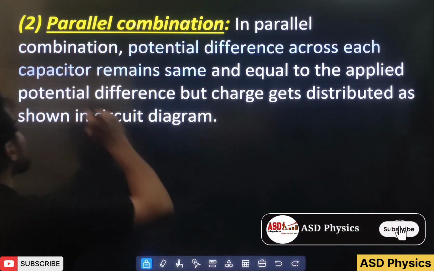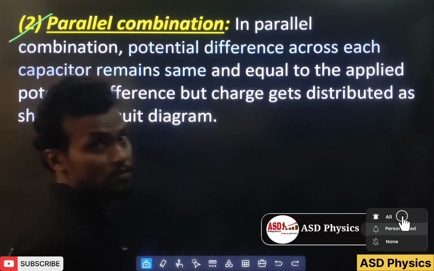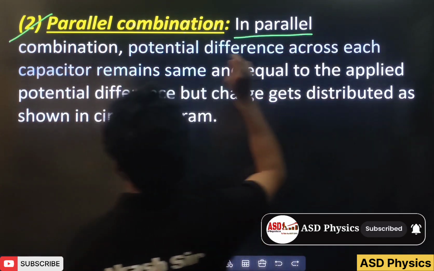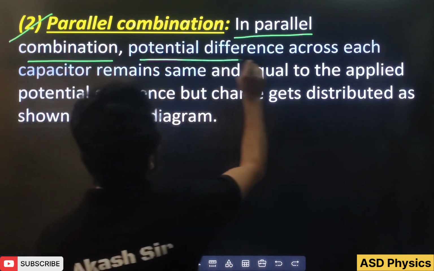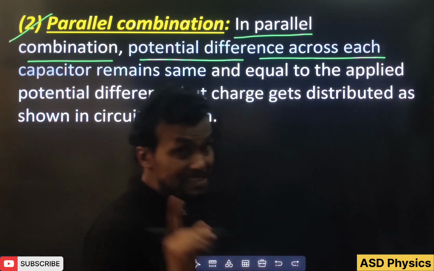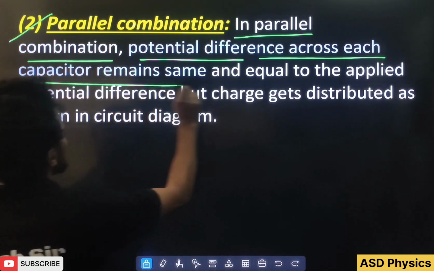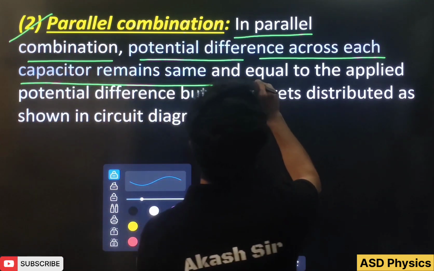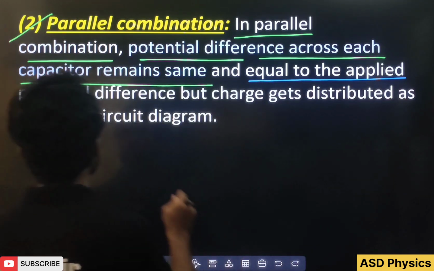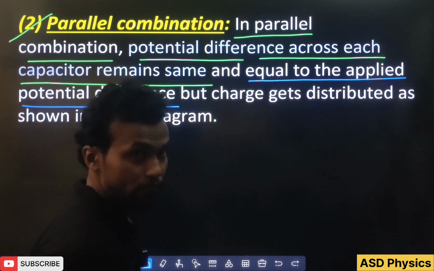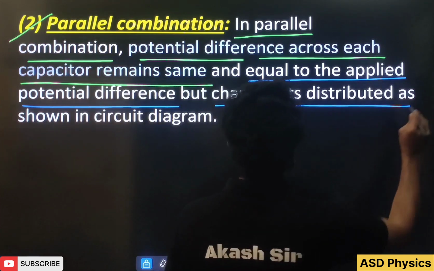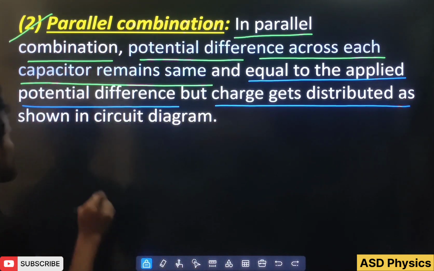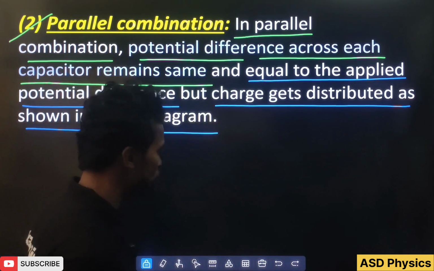This is the parallel combination. In a parallel combination, the potential difference across each capacitor remains the same. Remember that. This is equal to the applied potential difference. But the charge gets distributed according to the circuit diagram.